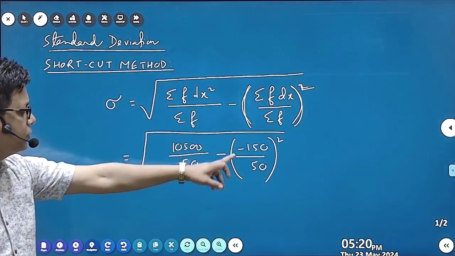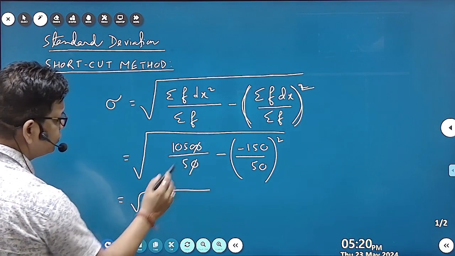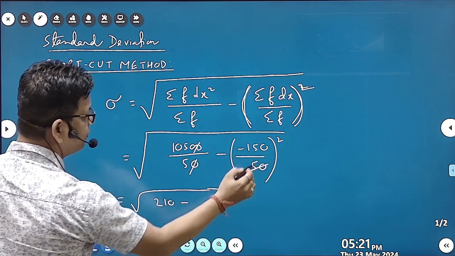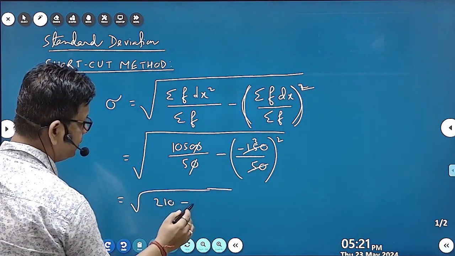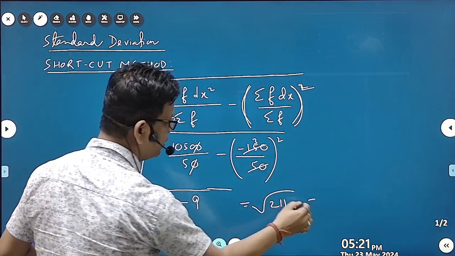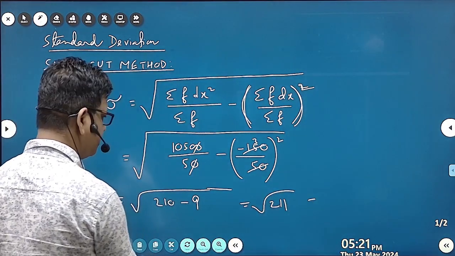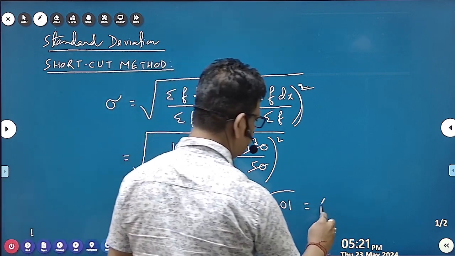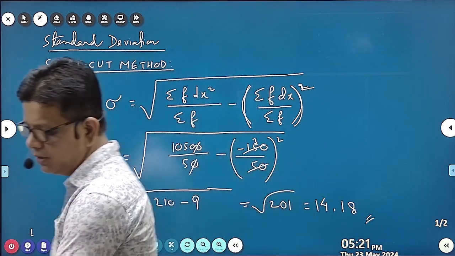So you don't do the square beforehand. Now 0 0 get cancelled. This will be 210 minus. Now you see 50 into 3 is 150. So it will be minus 3 square. Minus 3 square is 9. So it will be root over 201. Find it using calculator. How much? 14.18. This is the required answer. Okay? Done?